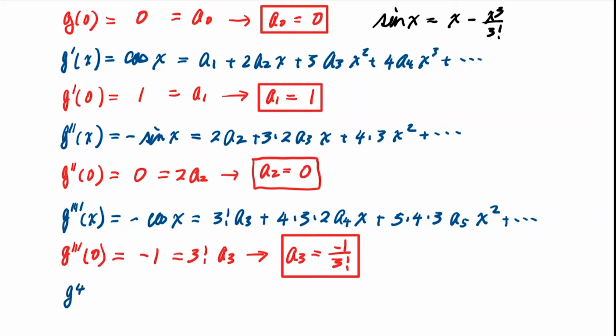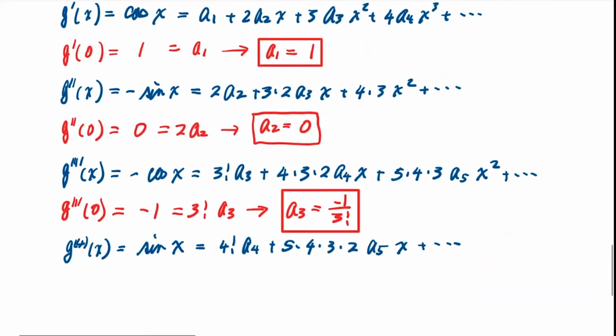We continue. Fourth derivative of x. This becomes now positive sine. Whoa, we have completed the cycle, right? And then we have 4 factorial a4 plus 5, 4, 3, 2, a5x and dot dot dot. So plug in 0, wrong color. The fourth derivative at 0. Now it's 0 again. So that tells you a4 is equal to 0.